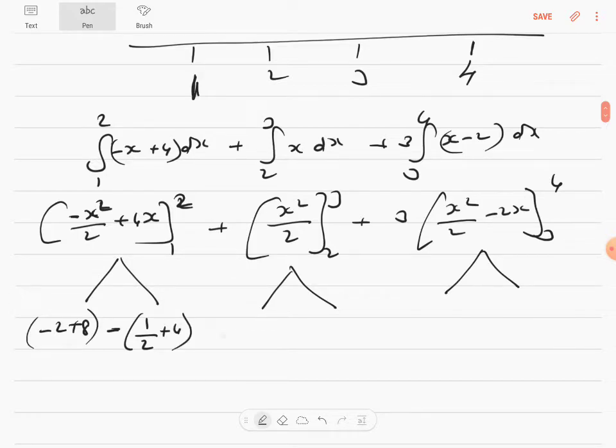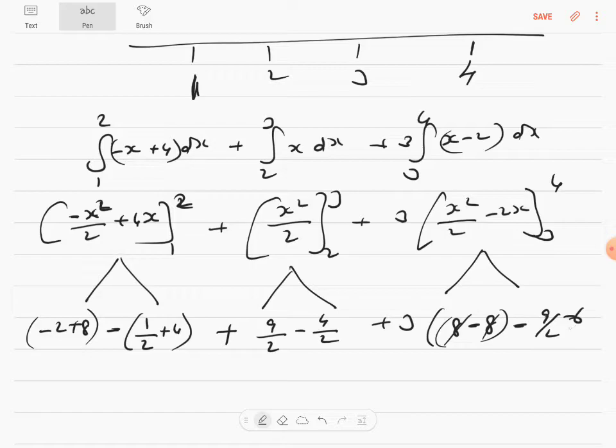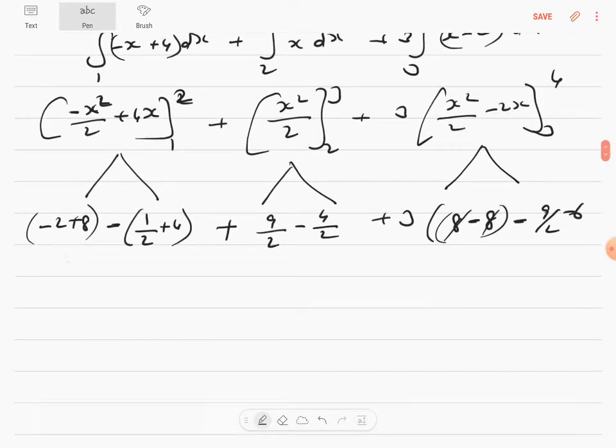To solve these two. Now here, what's this? This is 9 by 2 minus 4 by 2, which is just 2. And here plus 3 into 16 by 2, which is 8, minus 4 2s are 8. Both of them get cancelled. So minus lower limit is 9 by 2 minus 6. So this will be 5 by 2.